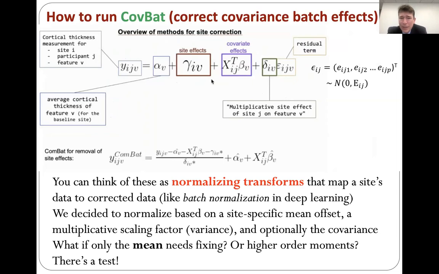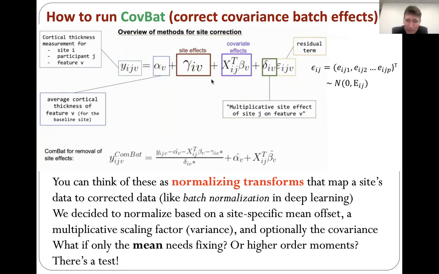And then finally, the sites can also have different covariances in their data. So a scanner can induce or reduce the covariance relative to other sites. And this really nice method by Andrew Chen and Haochang Shou at UPenn expands the covariance of the residuals into, in fact, a basis. You can do PCA on the covariance matrix. And then when you project each site's data onto that basis, you can scale and shift the coefficients in that eigenfunction expansion. So these are all normalizing transforms, a bit like batch normalization in deep learning.